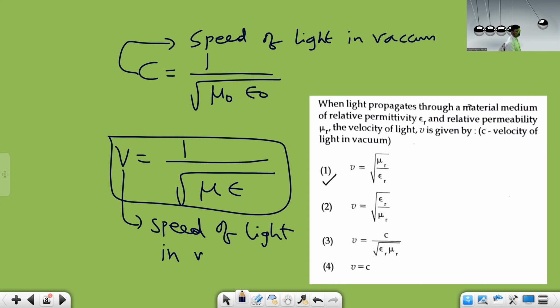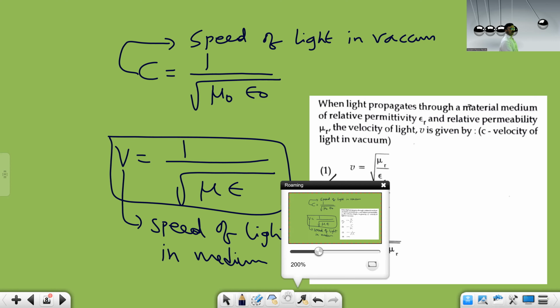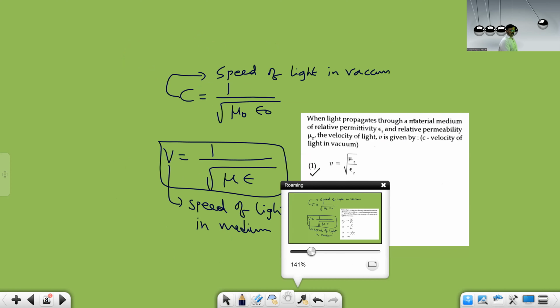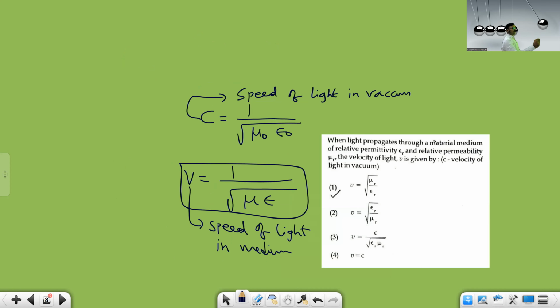Here, what is mu? Mu is called the permeability of the medium. Epsilon is called the permittivity of the medium. When light is traveling in vacuum, this is the formula we have, and in a medium, this is the formula.